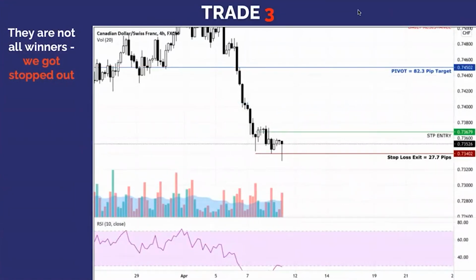Yep, they're not all winners. You will have losers. We got stopped out. So, you can go back and have a look at things and ask would you set things up differently? But we've only lost one out of 3 trades, so it's not bad. And the amount of pips that we've lost is 27, which is the lowest out of all the trade setups that we've had. And it's just one of those things.